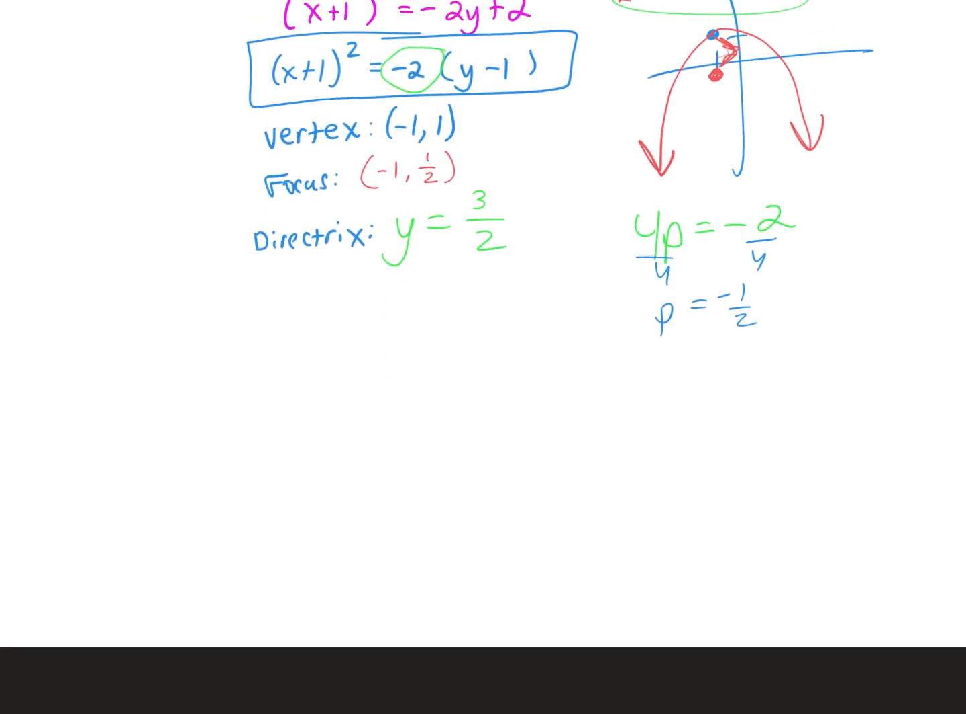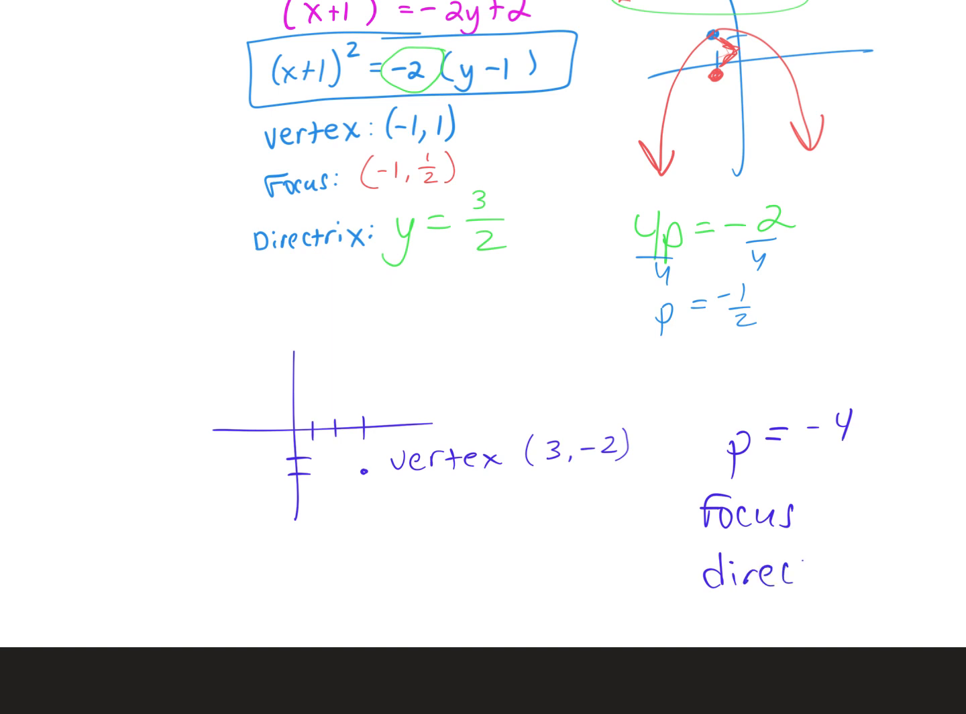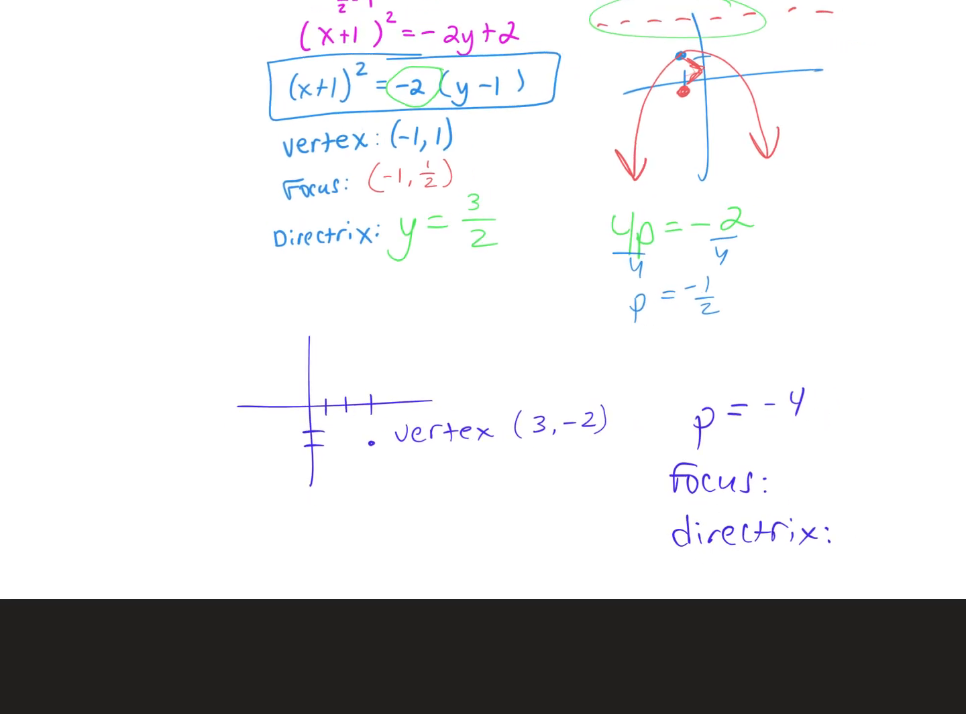If you had a question like this, let's just say, here's my vertex at 3 comma negative 2, okay? And we figured out that the p-value was negative 4. And I want you guys to tell me the focus and the directrix. I'm just making up 2 examples. We're going to do 2 of them now. Now, if you don't draw the picture, this is hard to see. So here, I'm going to draw this make-believe picture.